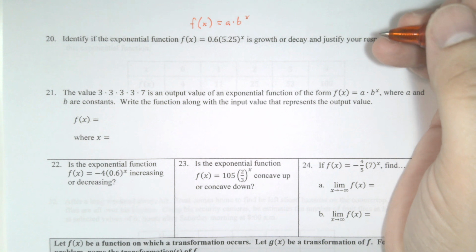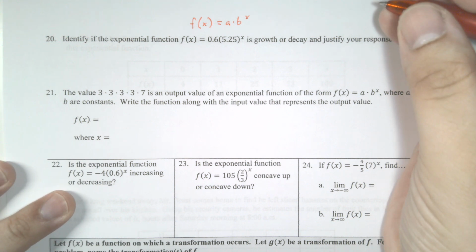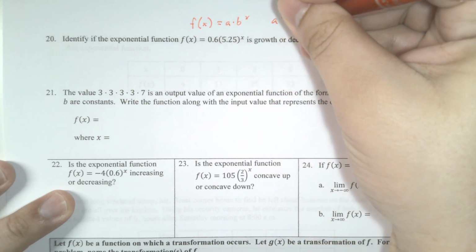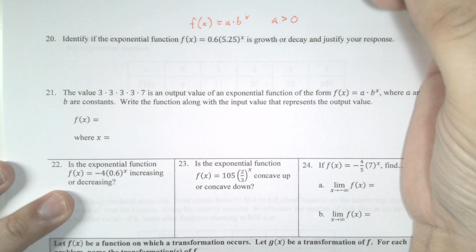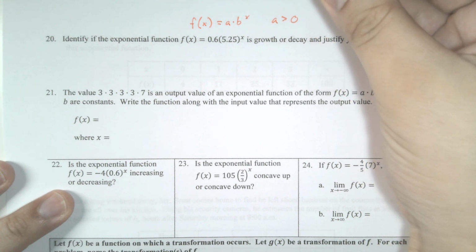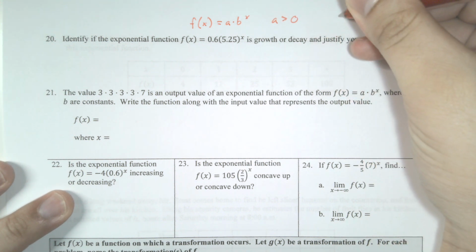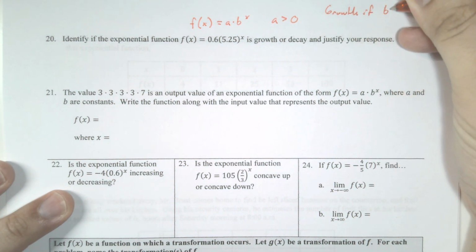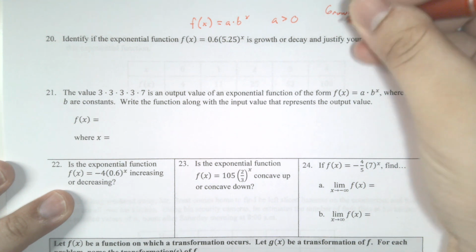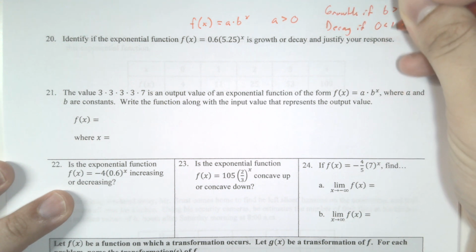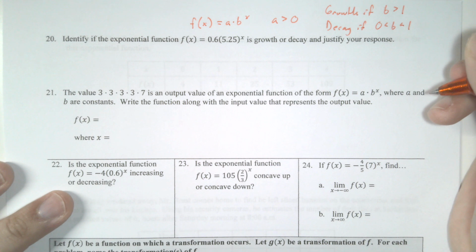And so, let's see, growth or decay is going to happen. Well, first of all, we have to see that a is a positive number. So we can determine whether it's growth or decay now just based off of what the base is. So remember that we have growth if b is greater than 1, and we have decay if b is between 0 and 1.